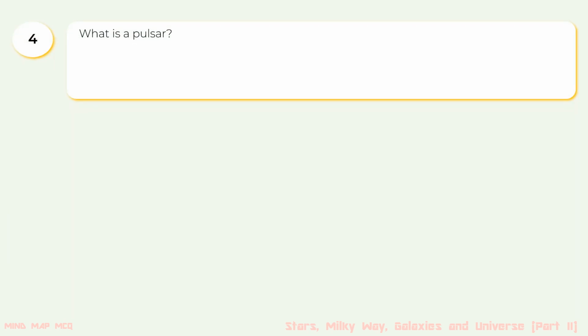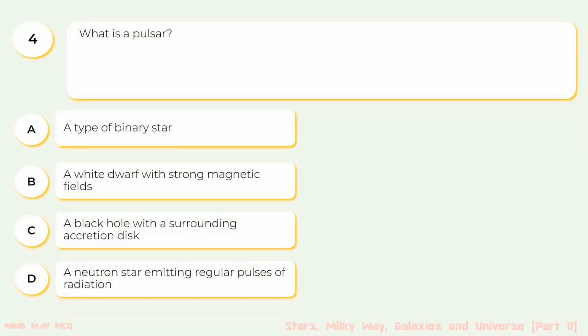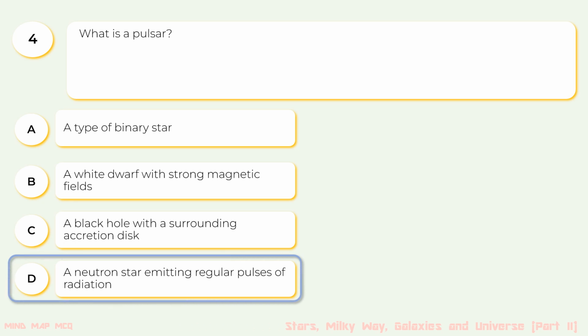4. What is a pulsar? The options are A. A type of binary star, B. A white dwarf with strong magnetic fields, C. A black hole with a surrounding accretion disk, D. A neutron star emitting regular pulses of radiation. The correct option is D. A neutron star emitting regular pulses of radiation.